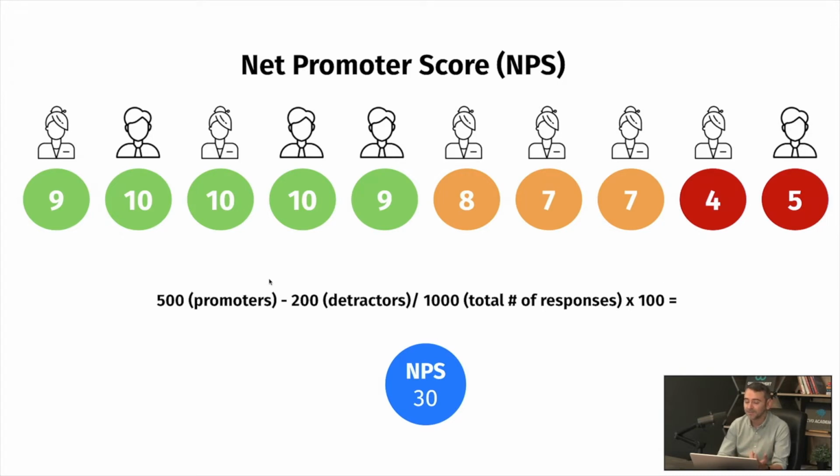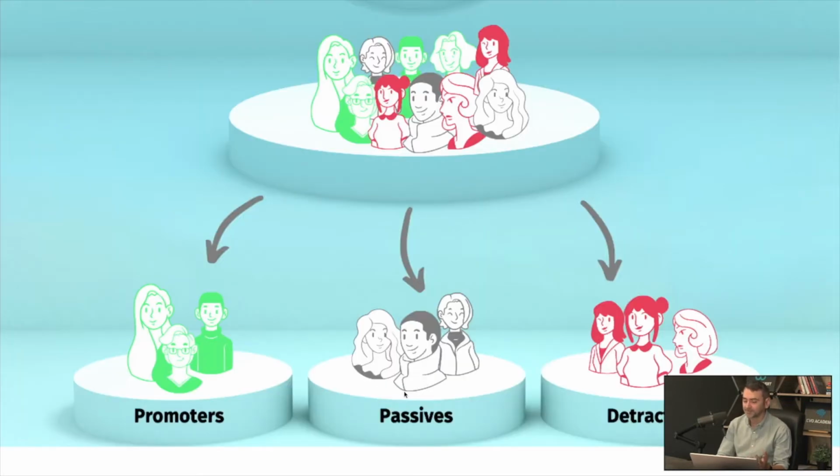So mainly the calculation takes into account only the promoters and only the detractors. It's going to be the percentage of promoters minus the percentage of detractors. So an NPS of 30 is calculated like this, right? 500 promoters minus 200 detractors, out of 1000 total responses, will get you to an NPS of 30. So these are the groups that your customers are going to be falling in.